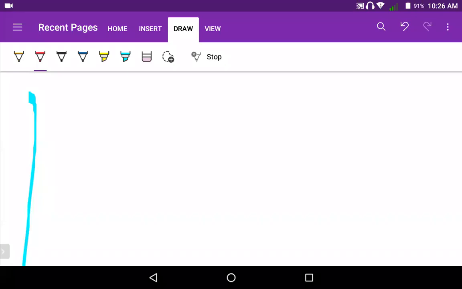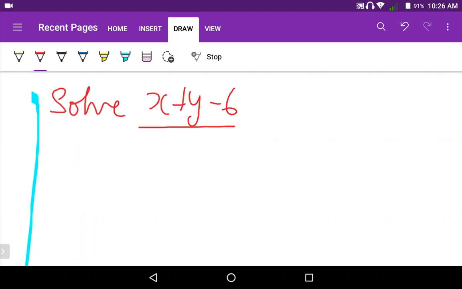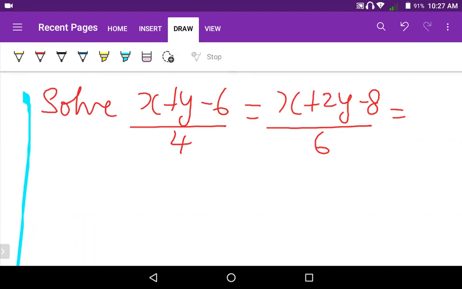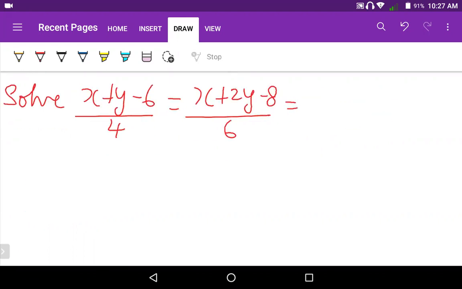Okay, so the next problem is solve x plus y minus 6 by 4 is equal to x plus 2y minus 8 by 6 is equal to 6x plus y by 20. Now here previously you had direct expression. Now here you have fractions also being included. So first you'll have to take expression 1 and 2 and simplify. Later we will take 1 and 3 and simplify.